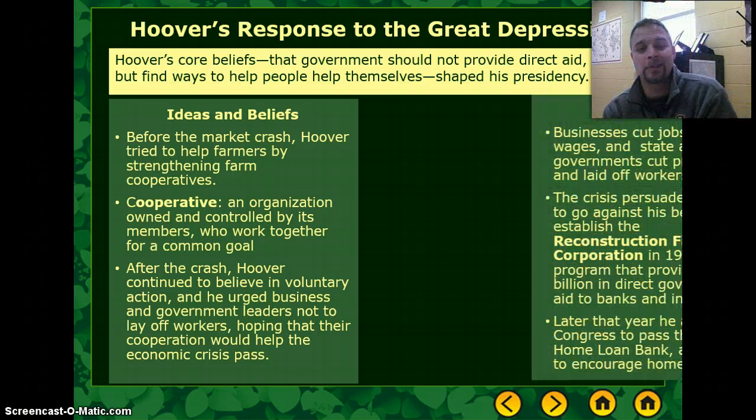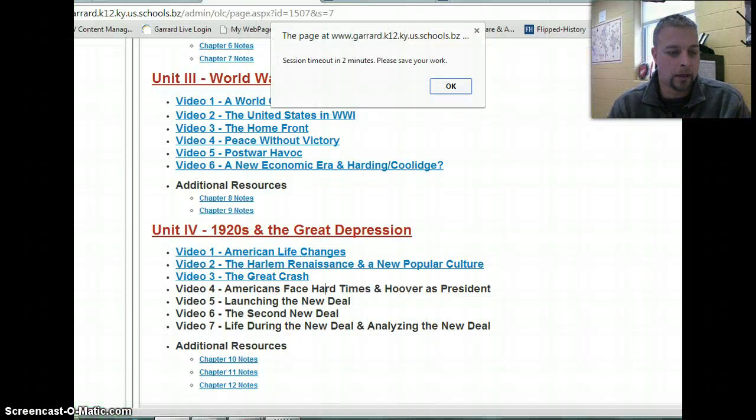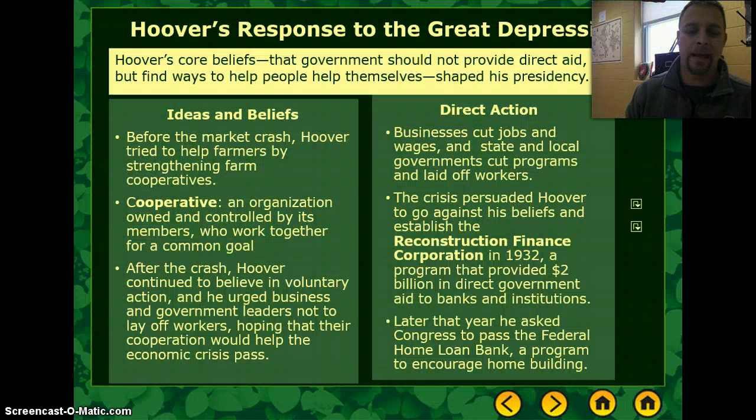So he urges business and governments not to lay people off, but that doesn't happen. So as businesses cut jobs and wages, local governments also cut programs because they're getting less tax revenue. So finally, Hoover does go against his belief and establish the Reconstruction Finance Corporation in 1932. It's a program that provides $2 billion in direct government aid to banks and institutions.